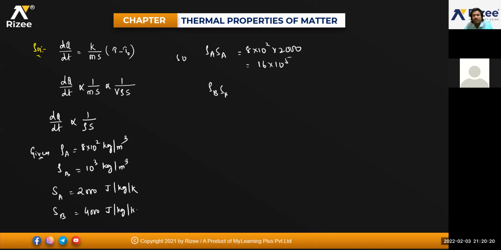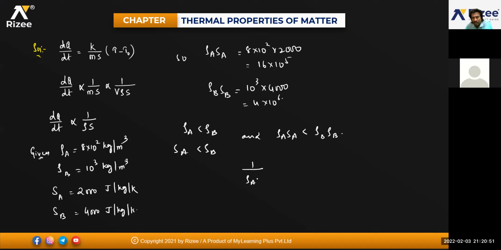Density of B into specific heat of B is 10 to the power 3 into 4000, which is 4 into 10 to the power 6. Now see, density of A is lesser than density of B, and specific heat of A is lesser than specific heat of B. So density of A into specific heat of A is lesser than density of B into specific heat of B. So 1 by density of A into specific heat of A is greater than 1 by density of B into specific heat of B.